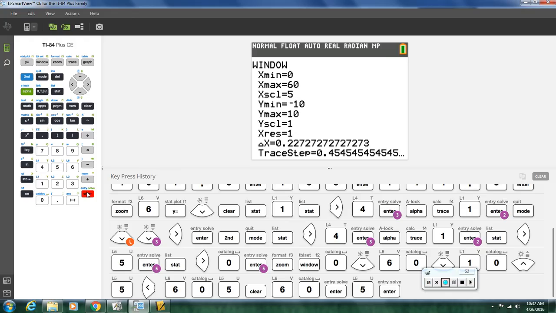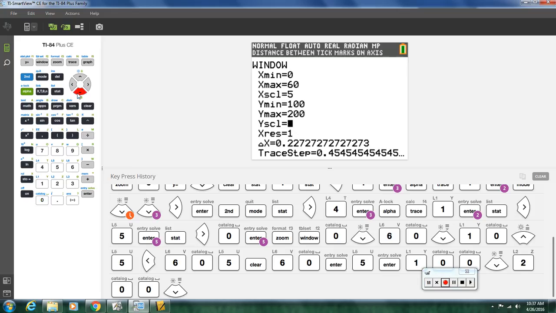Y minimum, the lowest one they had was 144, and the highest one was 170. So I'm going to put 100 to 200. And I'm going to count by 5 again.